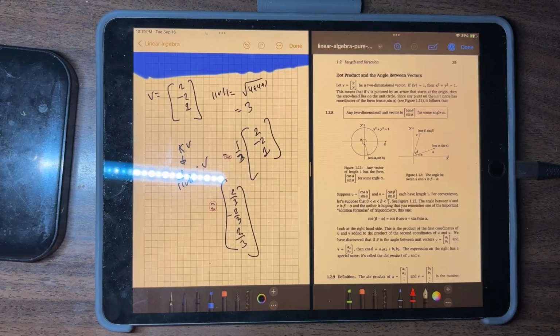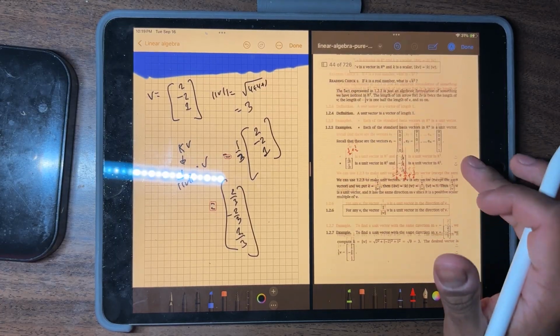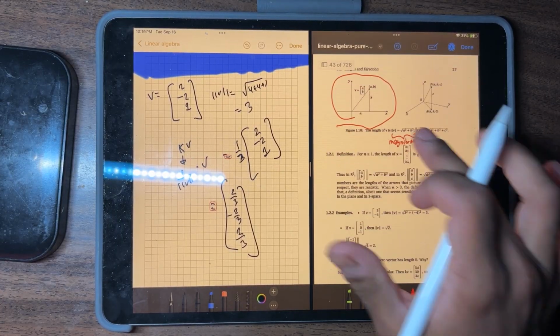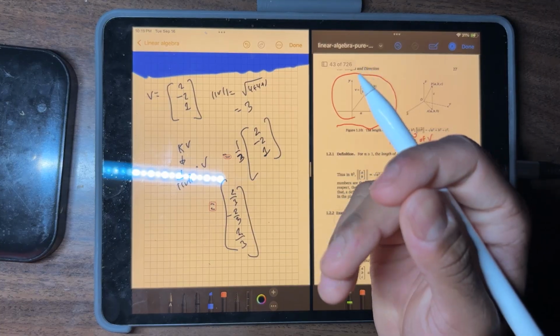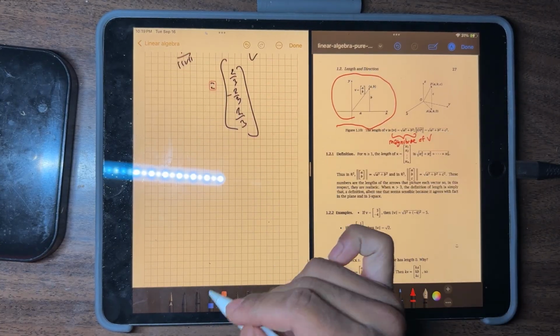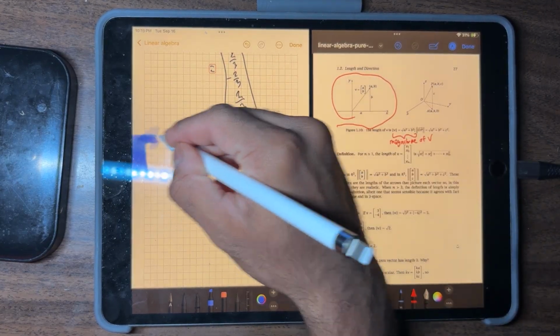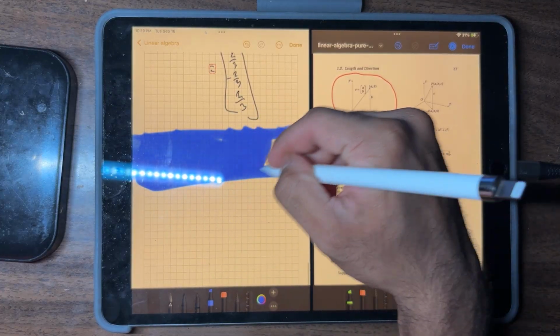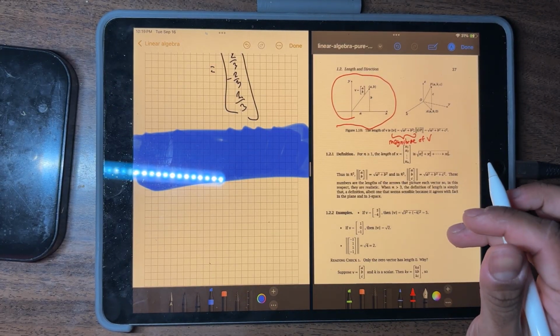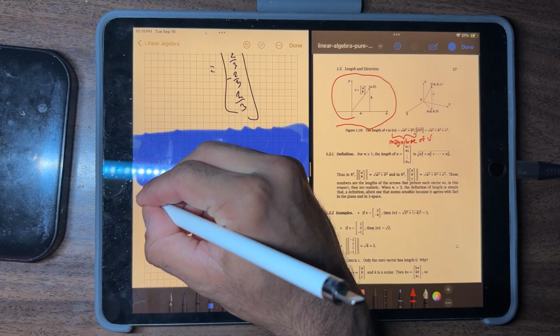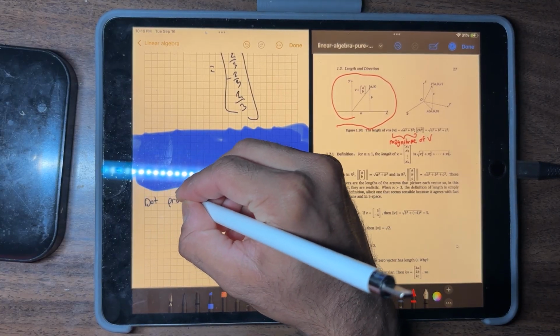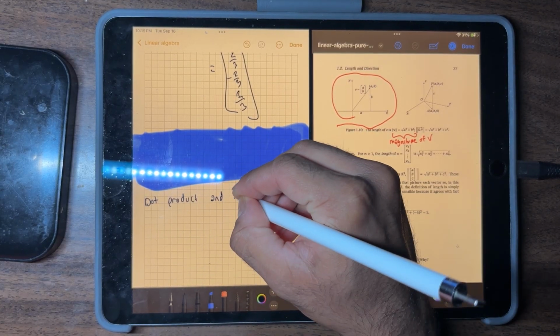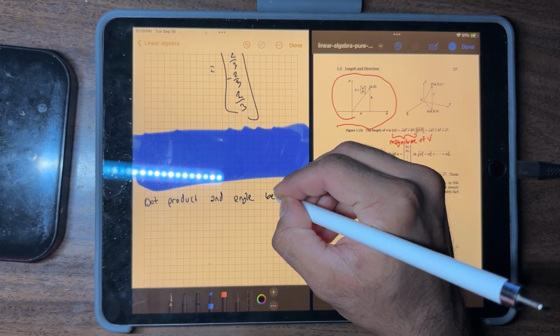So, very simple. If I go back to this part here, how do I... okay, you know what? Let's draw it out. Let's actually draw it out. So this is dot product and angle between vectors.